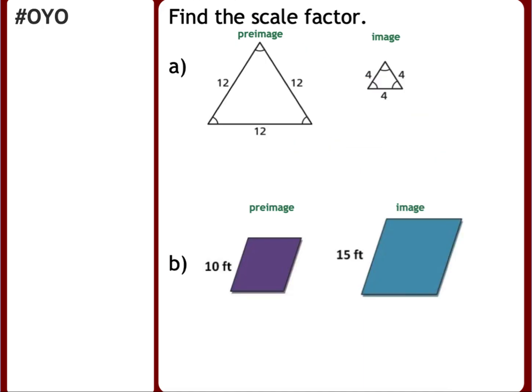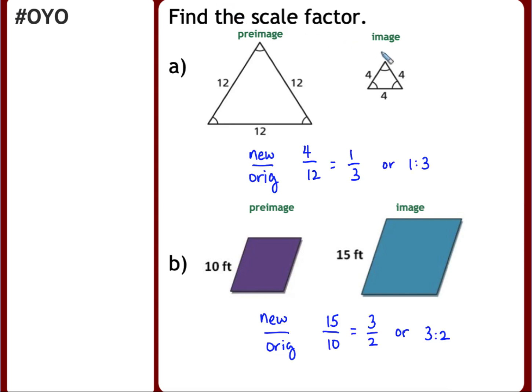So go ahead and try these two. All right, so for A, you get 1/3 or 1 to 3. And for B, you get 3/2 or 3 to 2. Notice 12 times 1/3 is 4. Notice 10 times 3/2 is 15.